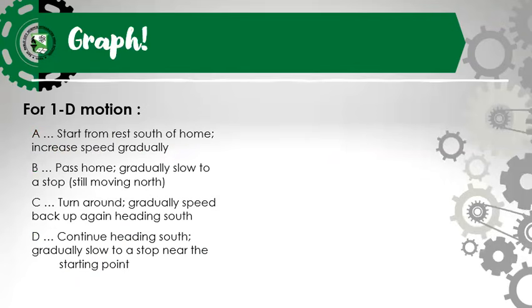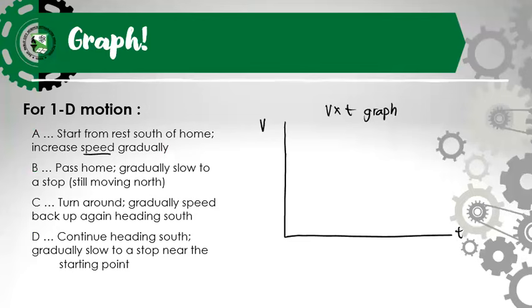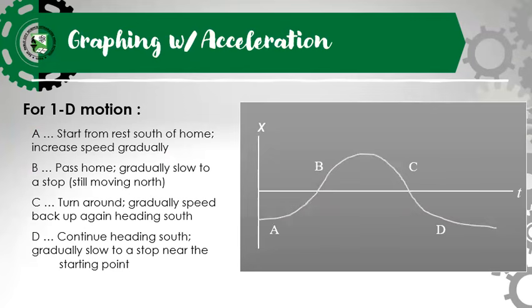Okay, start from rest, out of home, increase speed gradually. So nakikita natin speed yung nasa situation. So ang magiging graph natin, okay, is velocity time graph, VXT graph. Okay, so how would the graph look like? So this is the pre-made, okay, answer. So start from rest, south of home, increase speed gradually.